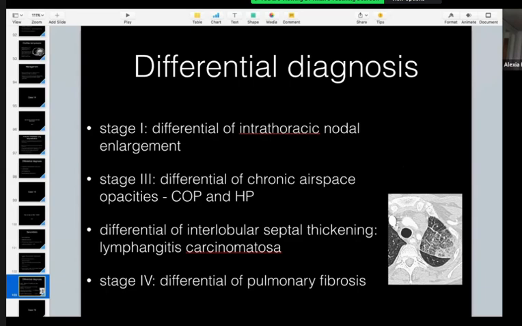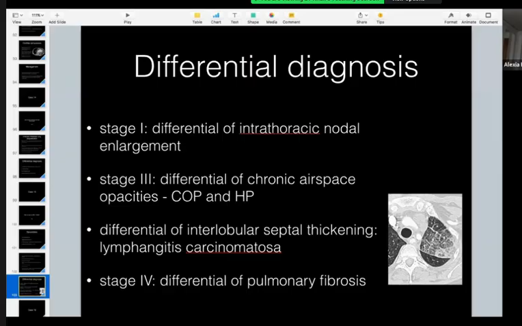So in stage 1, which is when you have intrathoracic nodal enlargement only, so there's no involvement of the lung parenchyma, that would be a differential of intrathoracic nodal enlargement. So things like lymphoma come to mind, especially in a young patient, 32 years of age.